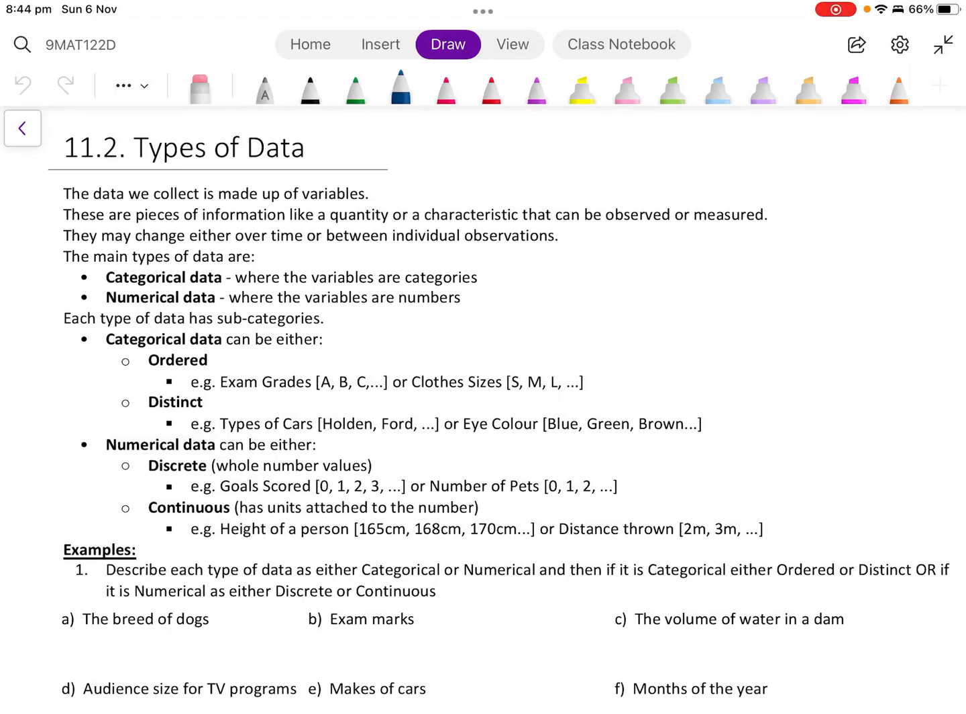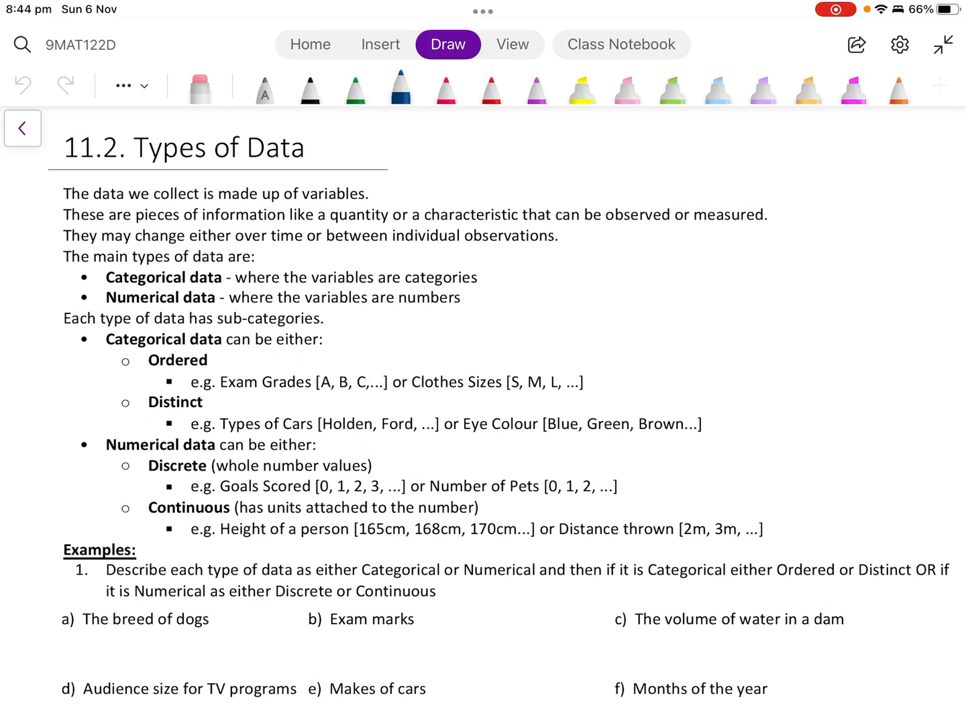Hello, today we are looking at types of data. So the data we collect is made up of variables. These are pieces of information like a quantity or a characteristic that can be observed or measured. They may change either over time or between individual observations.